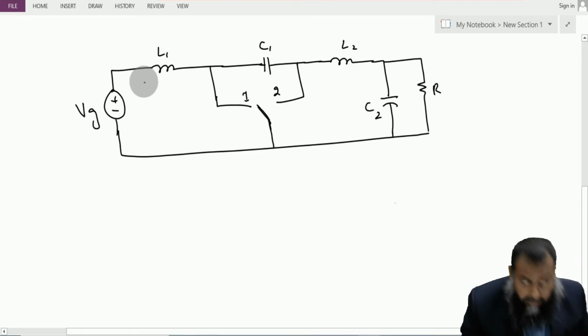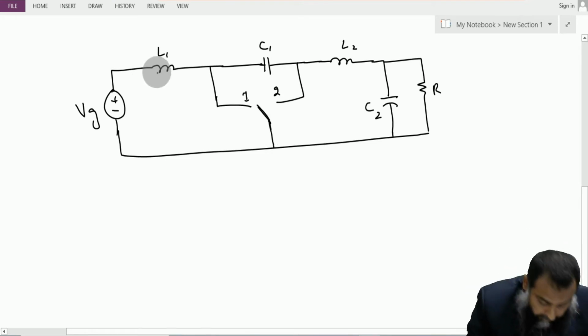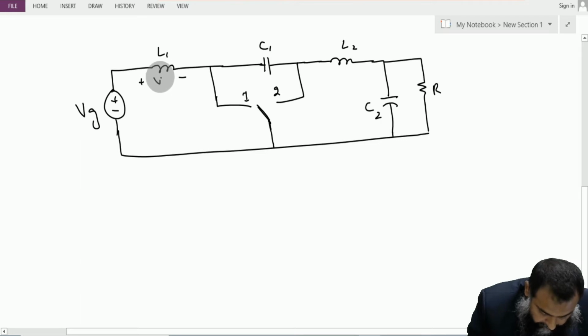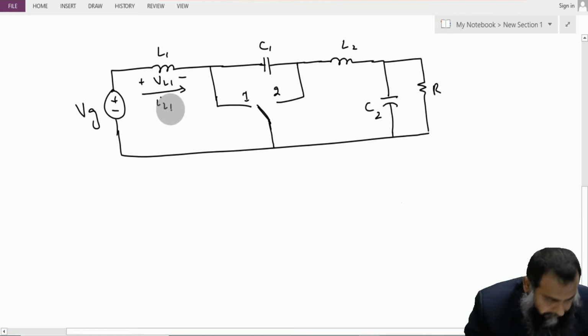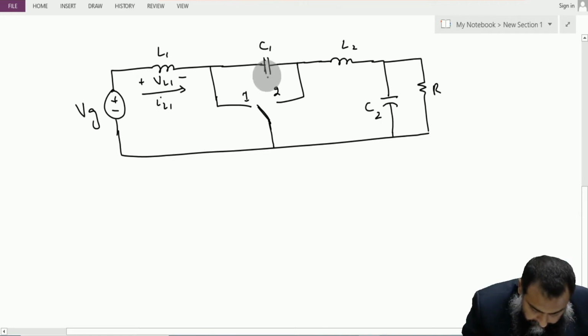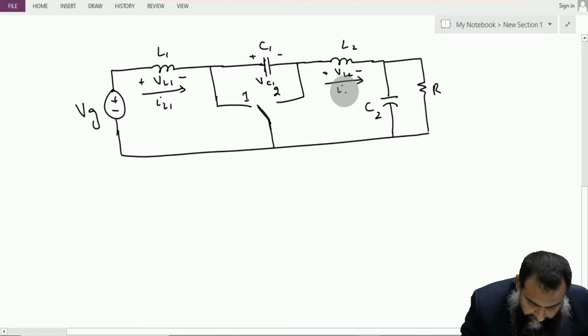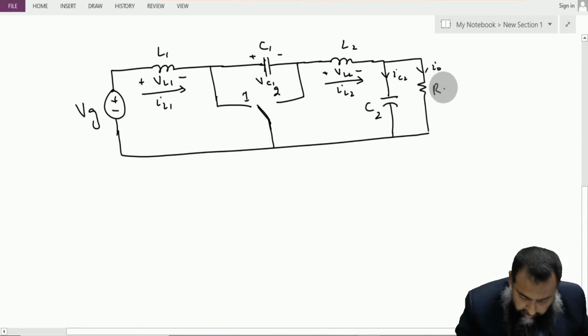So first of all, let us define the polarities here. This is plus, this is minus, VL1. So we have the current flowing here, this is IL1. Then we have plus, minus, this is VC1. We have plus, minus here, this is VL2, and here we have the IL2. This is C2. Here we have the IC2. This is the I0 or the load current.